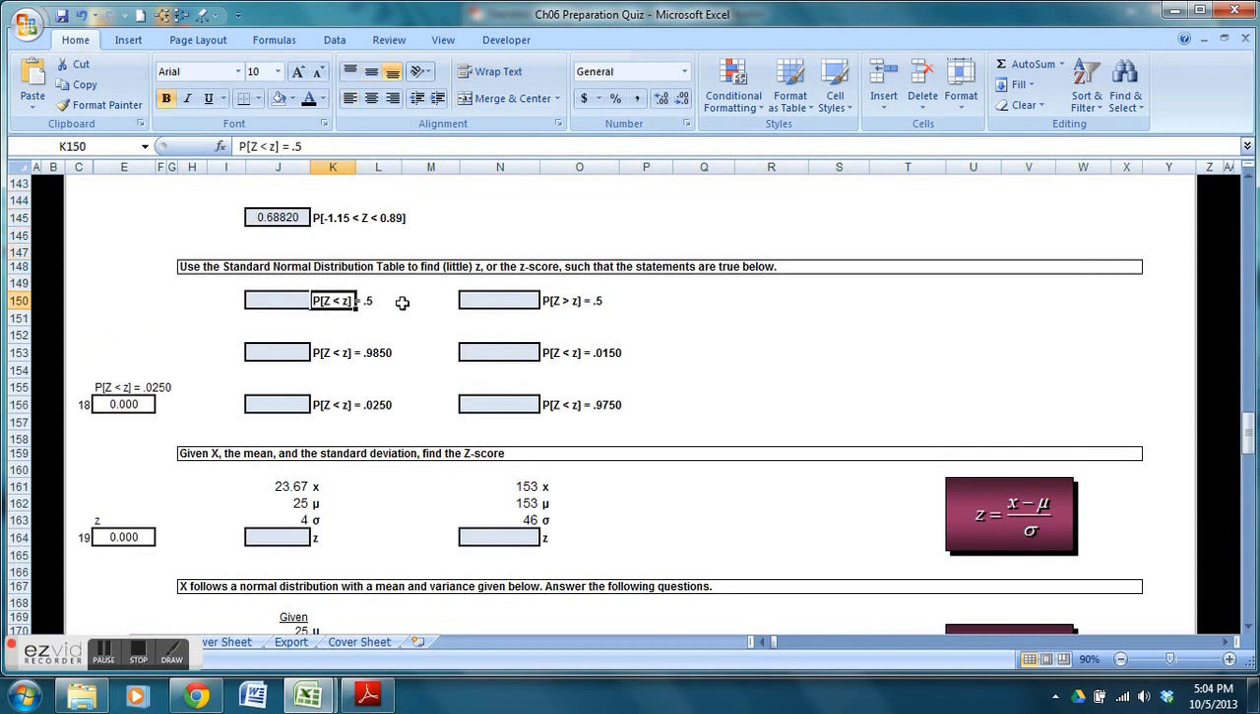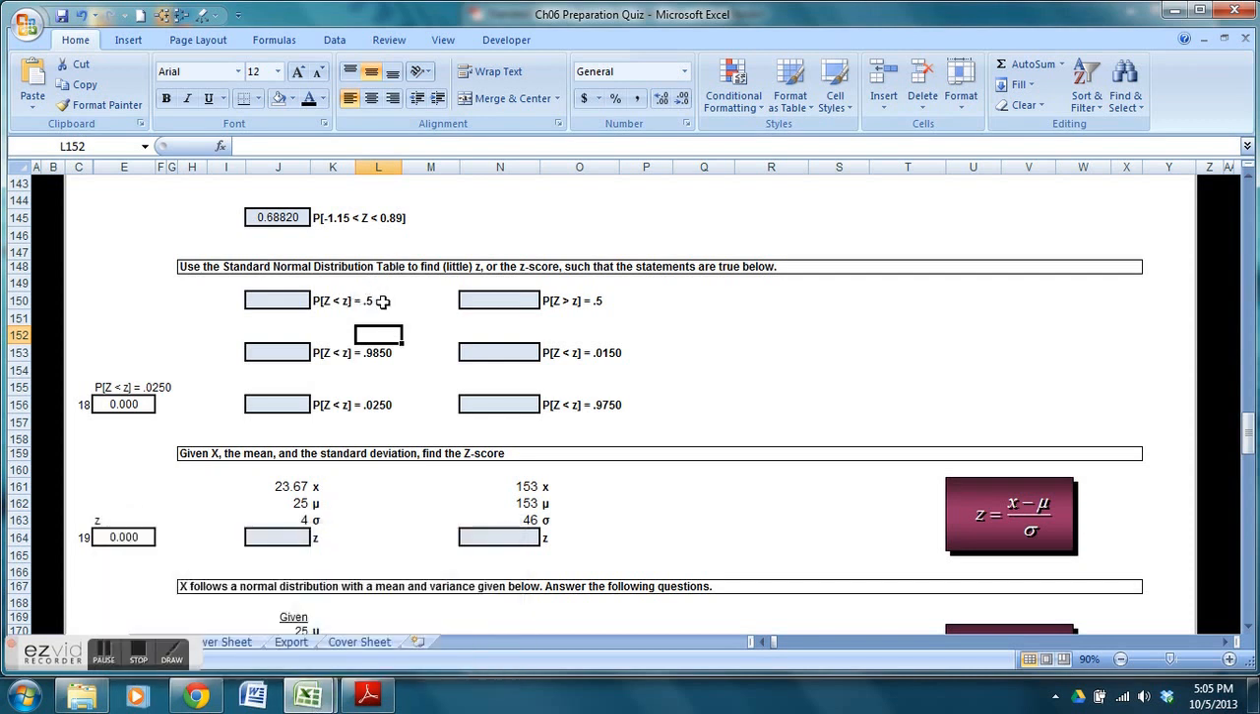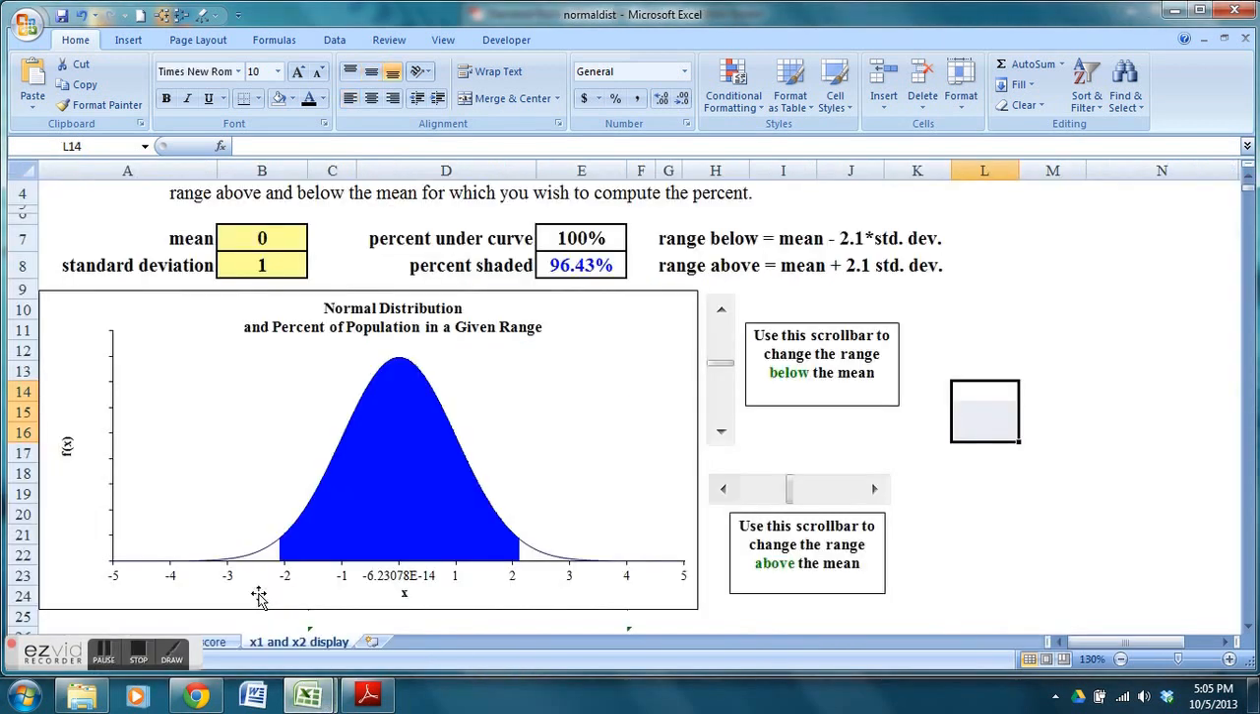Use the standard normal distribution table to find little z, or the z-score, such that the statements below are true. So in these situations, I'll give you a probability statement, and we have to find the z-score such that the statement is true. Okay, so find the z-score such that the probability of being less than that z-score equals 50%.